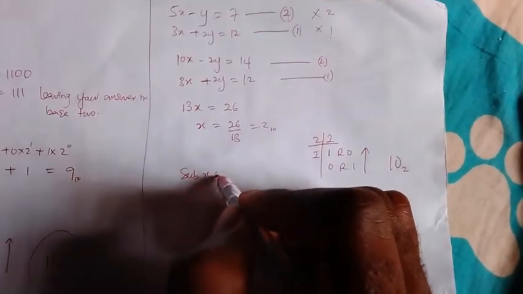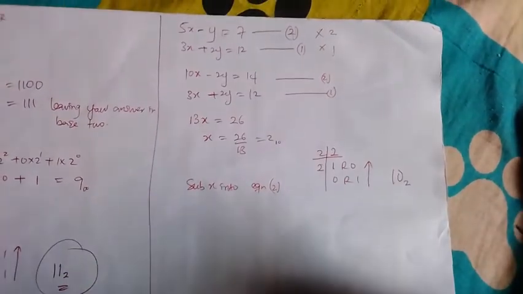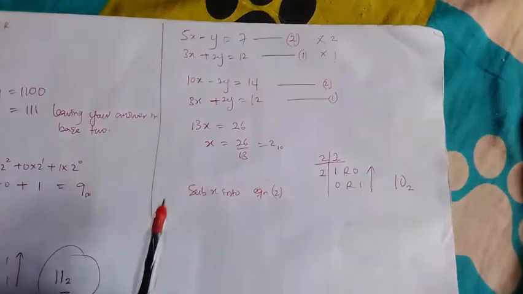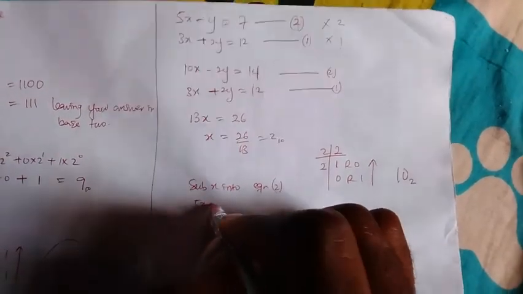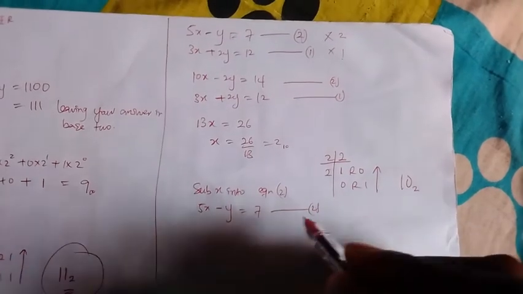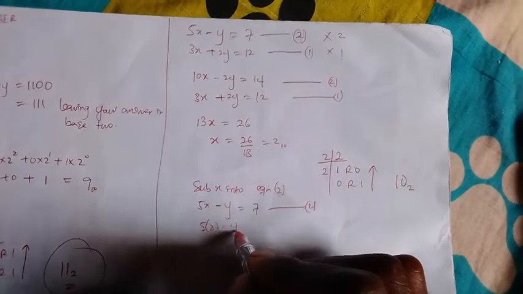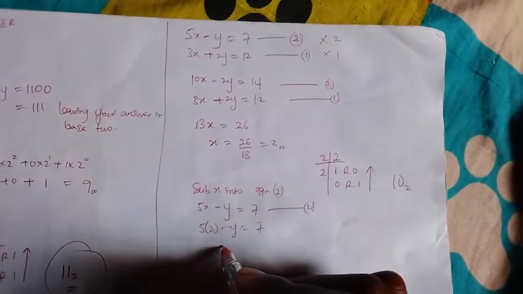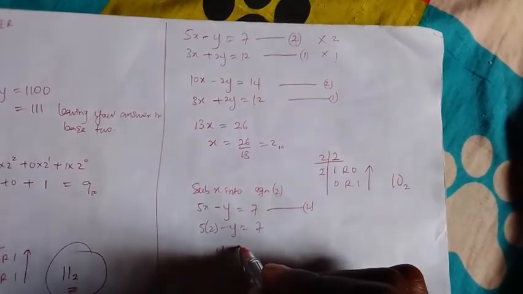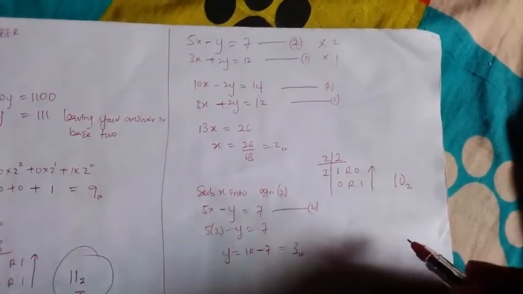Substitute x into equation 2. From the one up here, we have 5x minus y equals 7. That's equation 2. Now when x is 2, we have 5 times 2 minus y equals 7. So y equals 10 minus 7. That gives us 3 base 10.